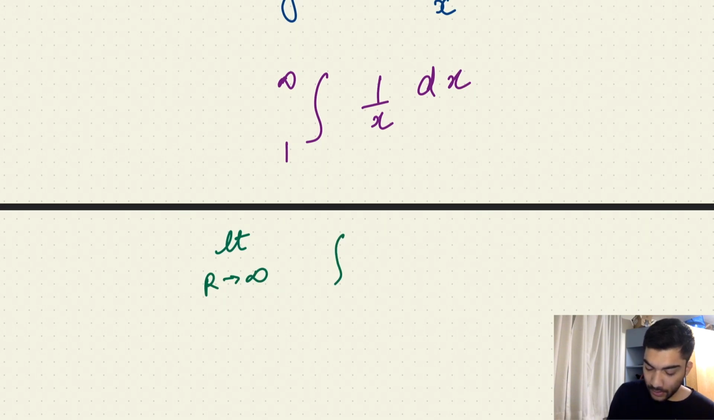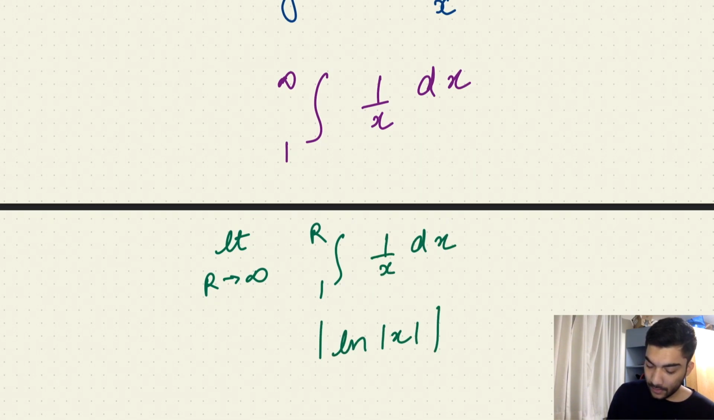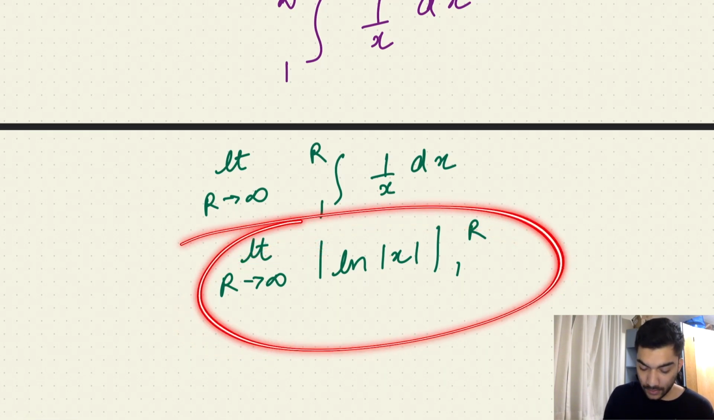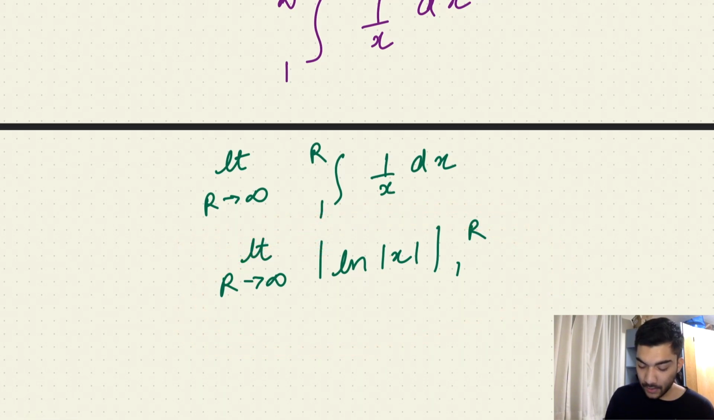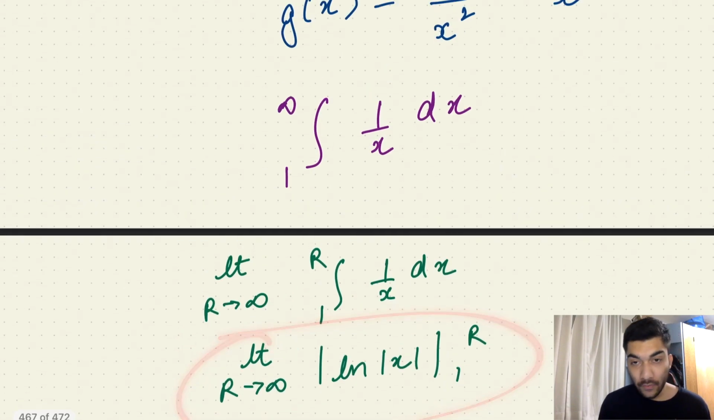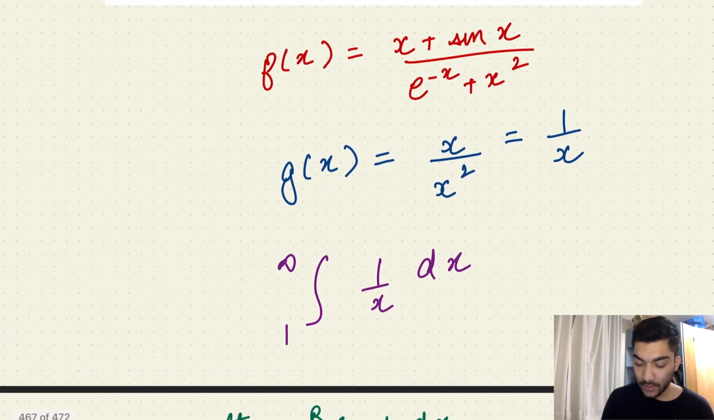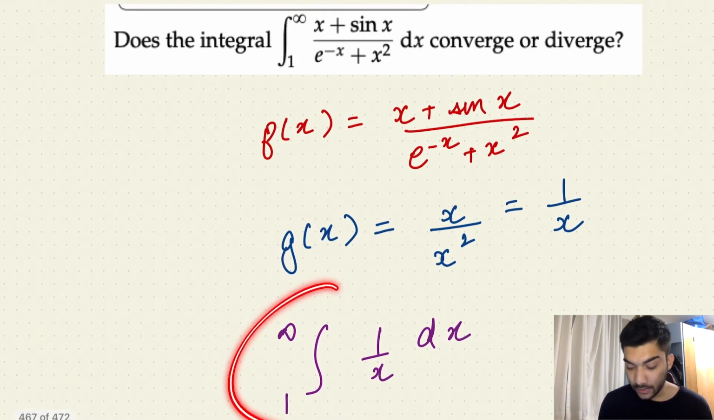If you solve this integral, it will be the limit as r approaches infinity of the integral from 1 to r of 1 by x dx, and then this will be ln x with the endpoints 1 and r, with the limit r tending to infinity. And if you solve this expression, it will tend to infinity. So this limit will not exist, which means that your integral of g of x dx diverges in this case.